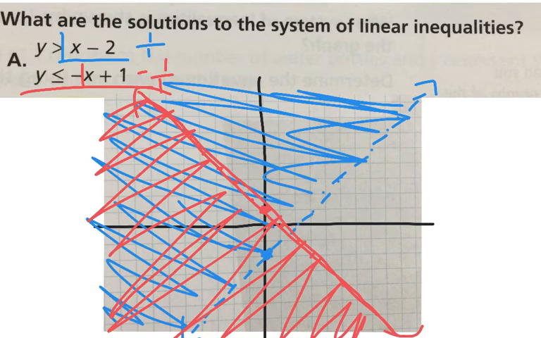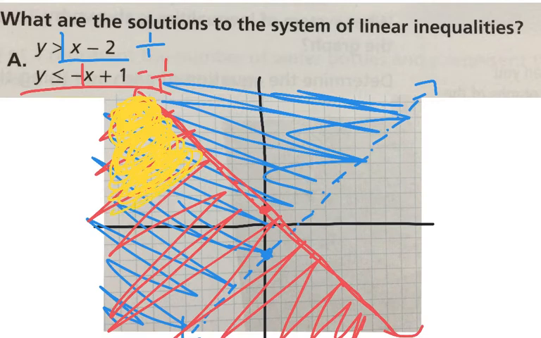And so where is my actual solution? The actual solution is where those two colors overlap. Right? So I'm going to put that in yellow, because on yours I think it'll be easier to see. It's hard for me to shade in solidly on this graph.